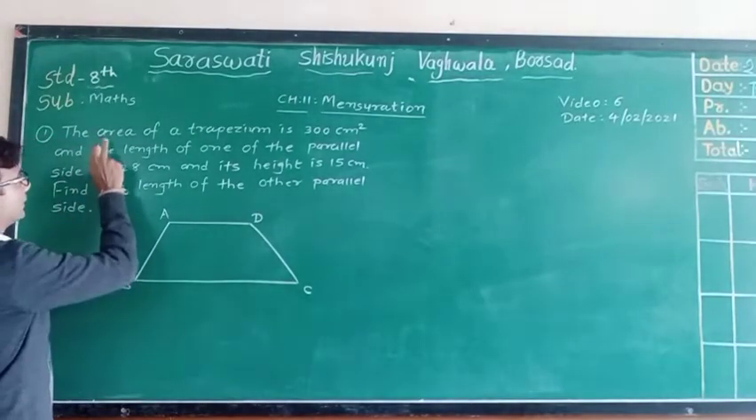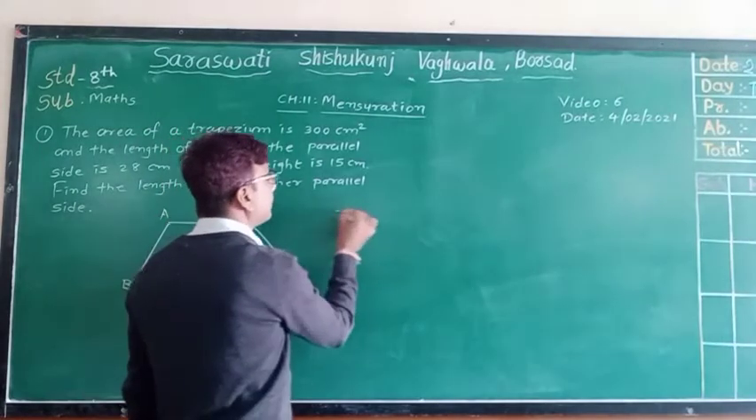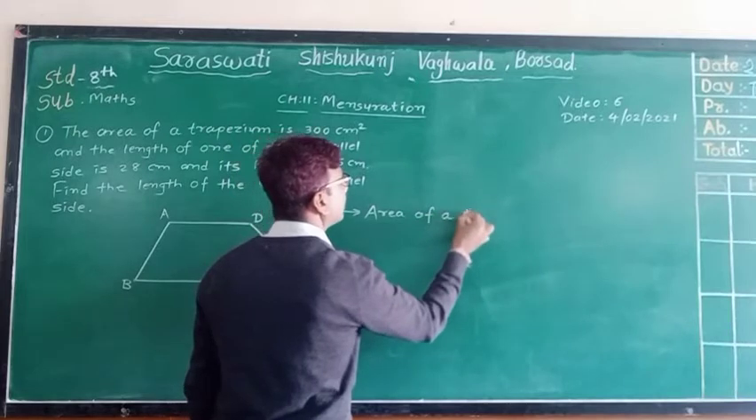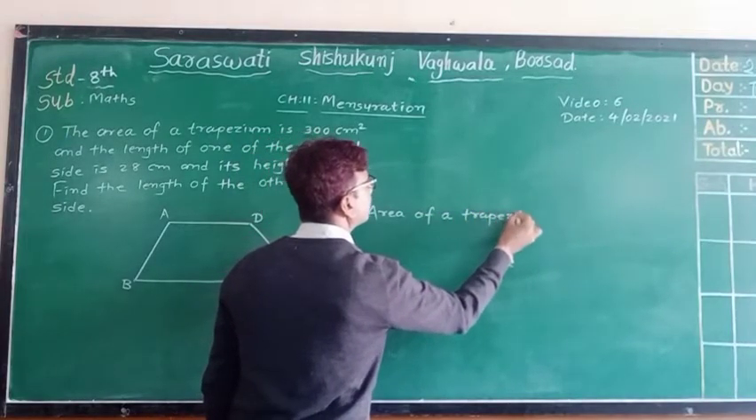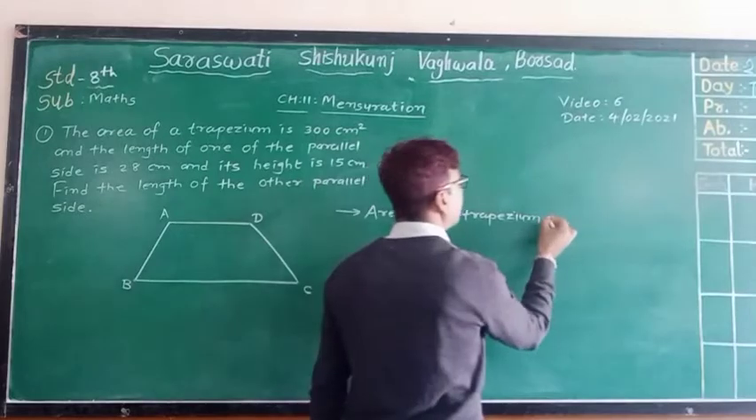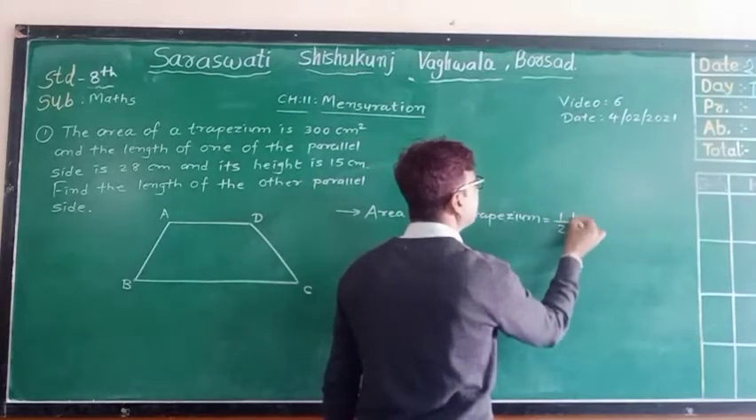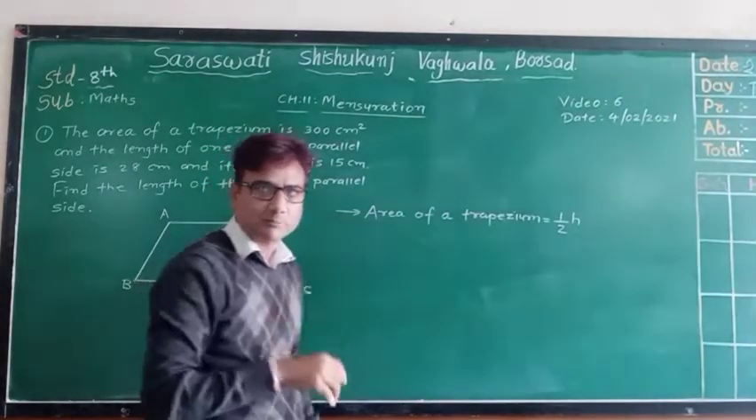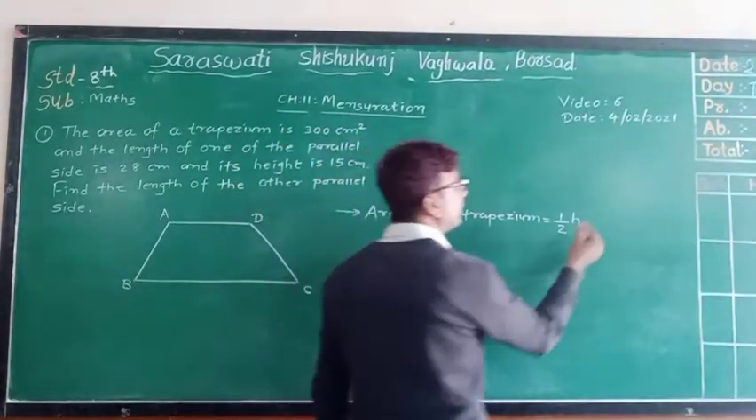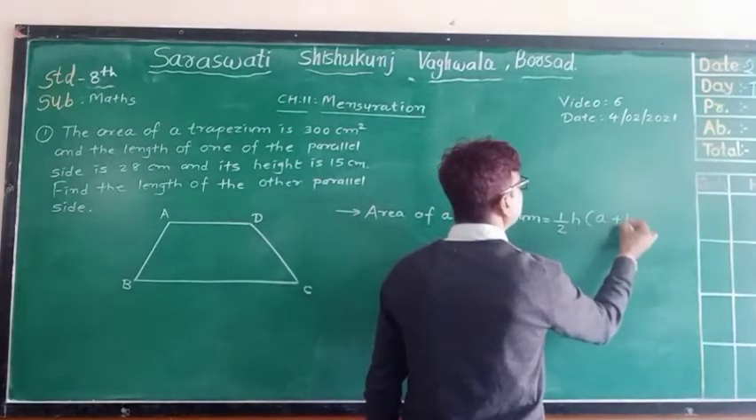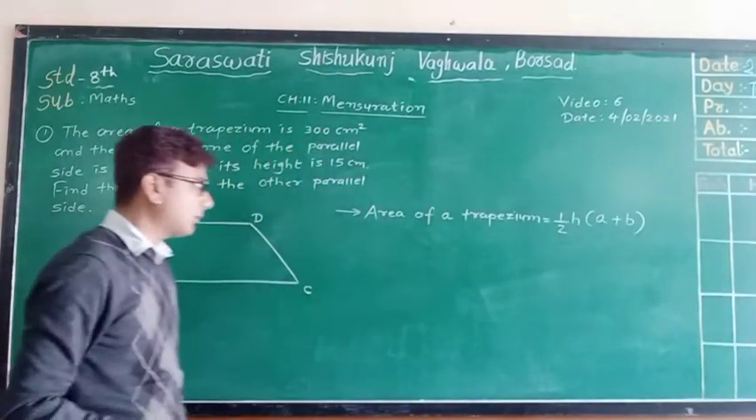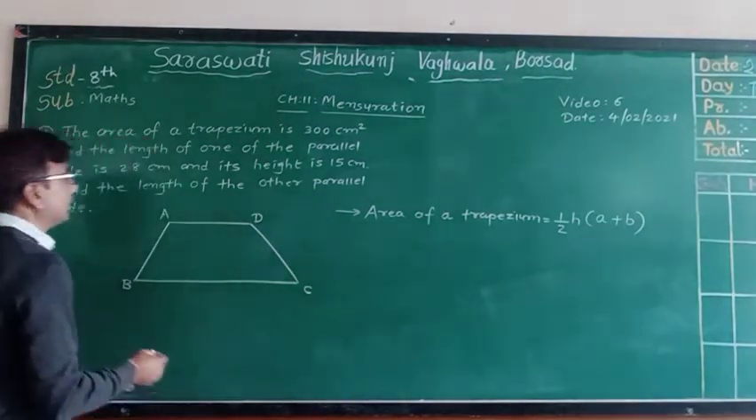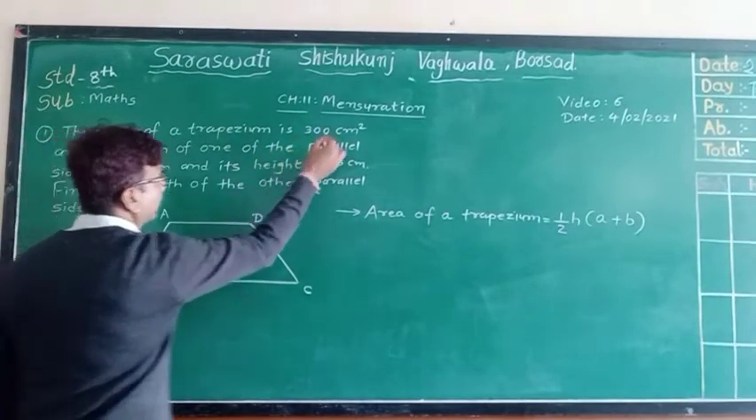Now here the area of the trapezium is already given. So we will write the area of a trapezium equal to, we know the formula, 1/2 h. Here h means the distance between the two parallel sides, and then the sum of both parallel sides, which we will take as a and b. So this is our formula: area of trapezium equals 1/2 h in bracket a plus b. See, this area is already given, 300 centimeters square.